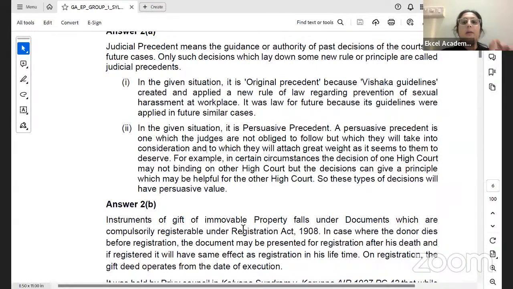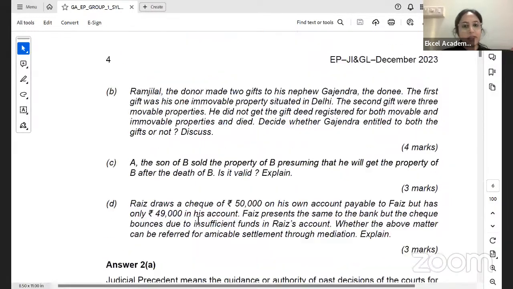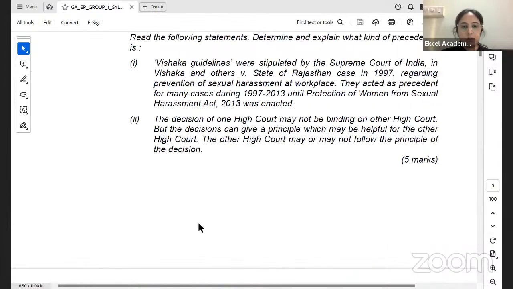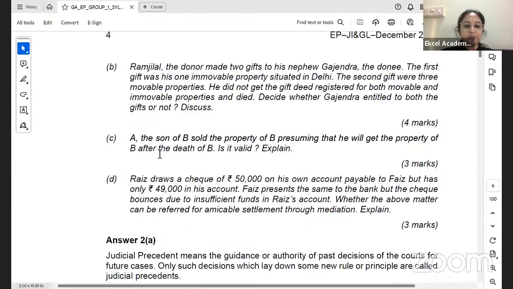So this is called as what? Persuasive precedent. So that is A. So we are done with 2A. Now we will go to 2B.